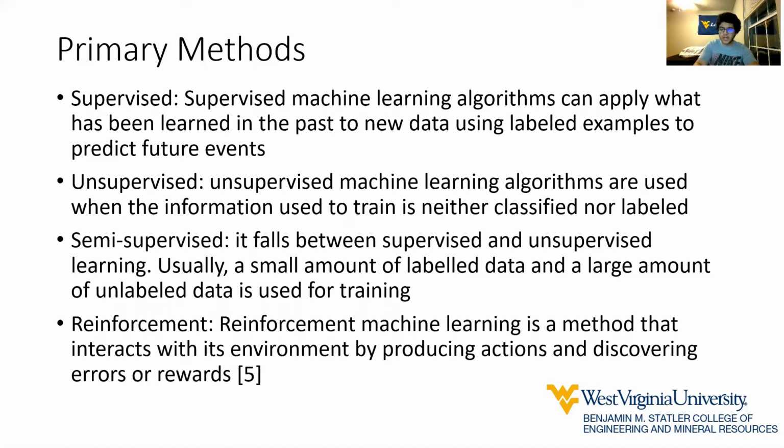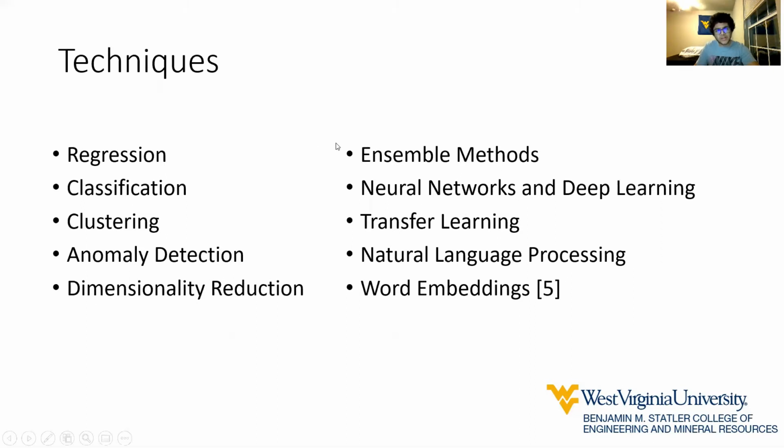We could also have a look at a few techniques, a few approaches in machine learning. Regression, which includes linear regression and logistic regression. Classification, which includes binary classification, multi-class classification, multi-label classification. We are going to talk more about classification in upcoming slides. Clustering, anomaly detection, dimensionality reduction, ensemble methods, neural networks in deep learning, transfer learning, natural language processing, and word embeddings.